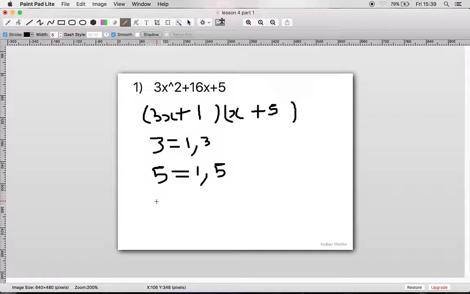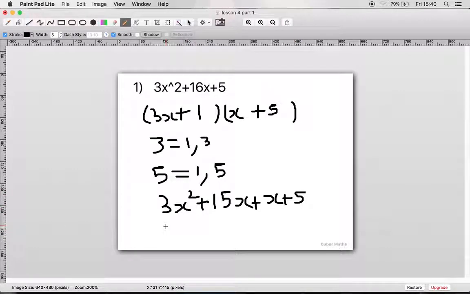Now if we try expanding it out again just to check, altogether we've got 3x squared because we've got 3x times by x. Add 15x, 3x times by 5. Add x, which is 1 times by x. Add 5. Which we can simplify down to 3x squared, add 16x, add 5.